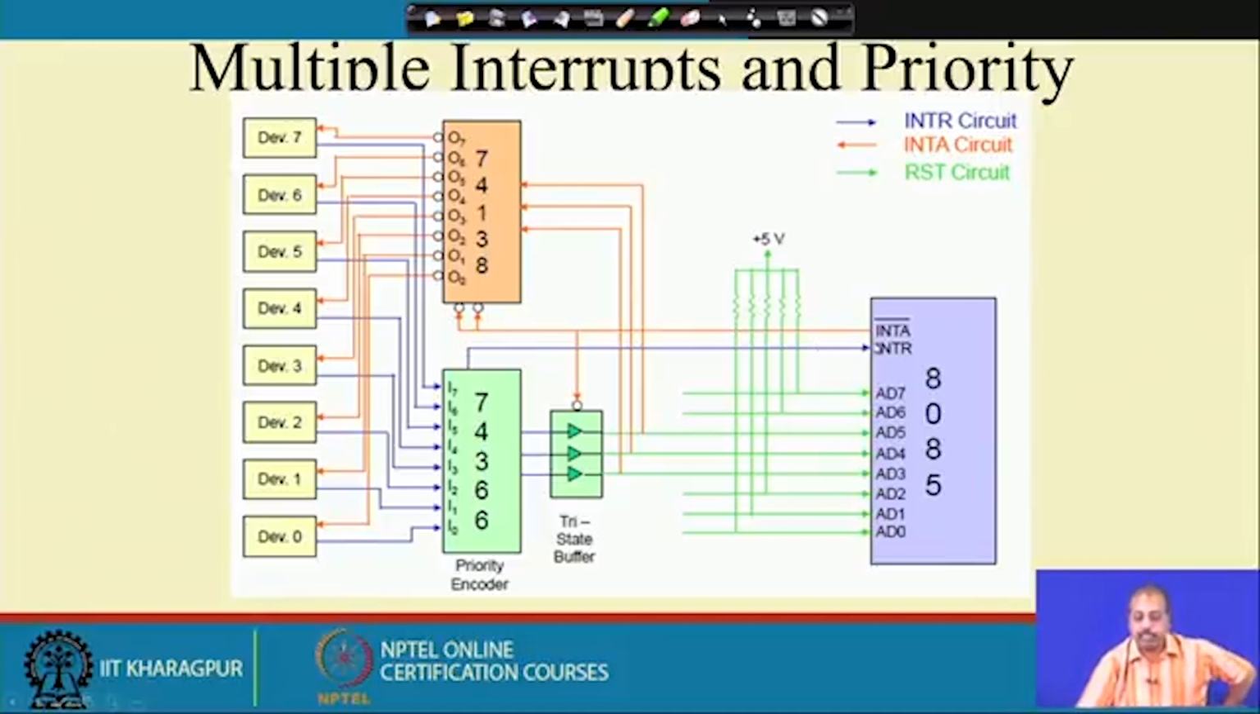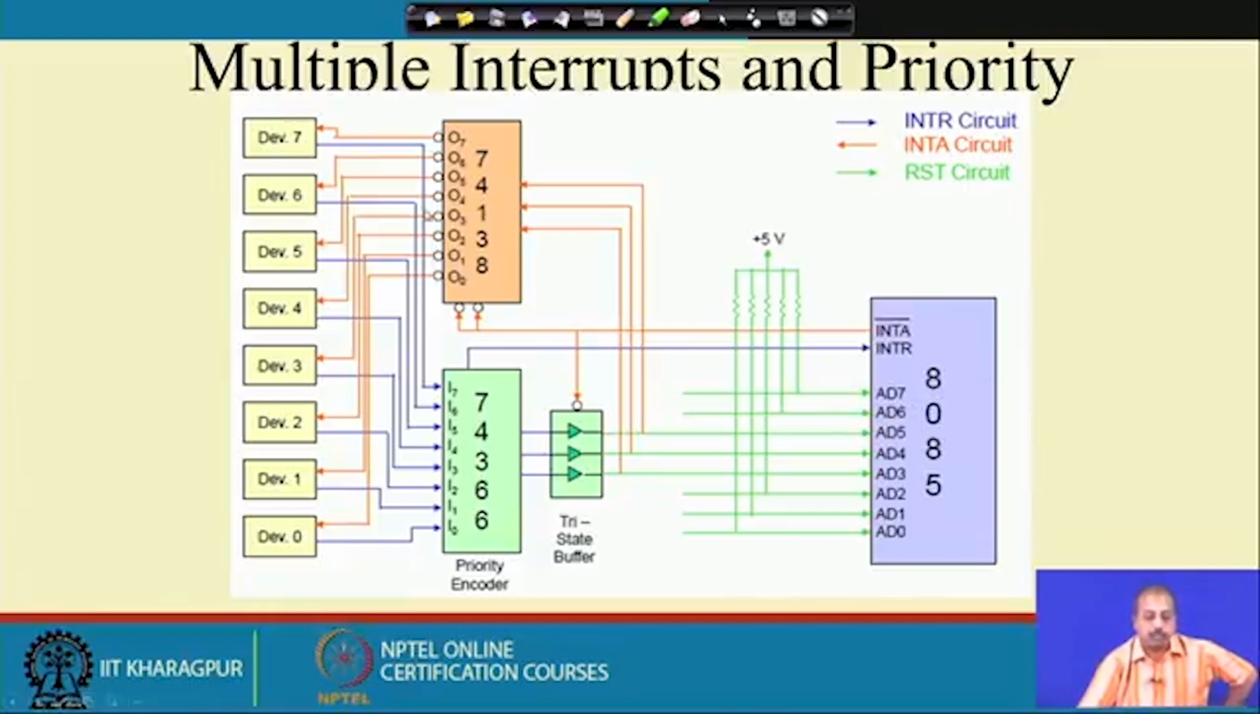So, when the interrupt acknowledge cycle is entered, and the processor enables this INTA bar line, this tri-state buffer gets activated, and that n value of the RST n will be available here. As a result, the processor will see one RST n instruction in this buffer, and it will go to the corresponding interrupt service routine.